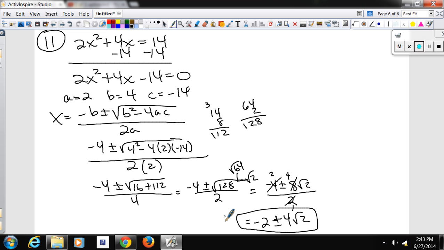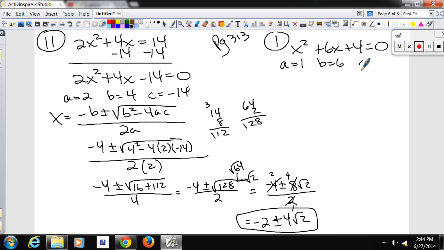There's a quadratic formula problem, and when you do the ones in the textbook, like number 1 on page 313, you're just going to do the same exact formula. X squared plus 6x plus 4. Now they already set that one equal to 0 for you, so they made it a little easier. A is 1, B is 6, C is 4. So X equals the opposite of b would be negative 6 plus or minus b squared, 6 squared is 36 minus 4 times 1 times 4 all over 2 times 1.